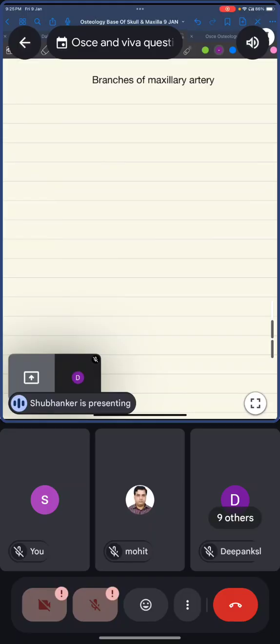Okay, now coming to the third thing, what are the branches of maxillary artery? Okay, so the branches of maxillary artery are basically divided into three parts. They are divided into three parts. How can you remember it? They might ask you what are the branches of maxillary artery. This can be a potential viva question also. And apart from that, in OSCE maybe they might ask you what are the three parts. Okay, so the first part, there are four branches.